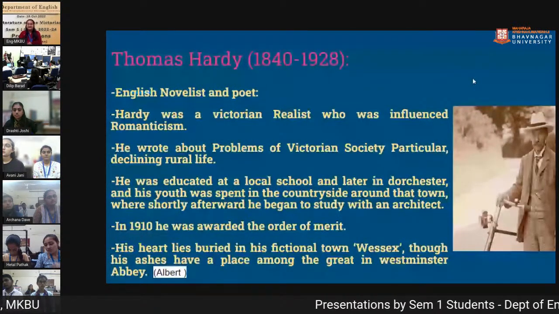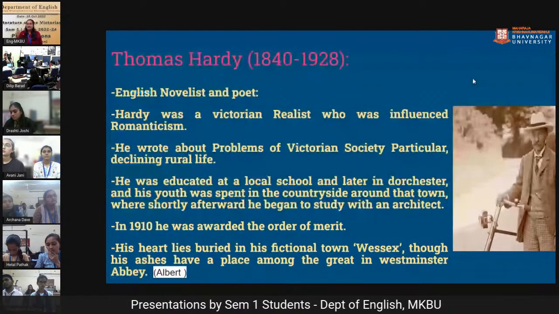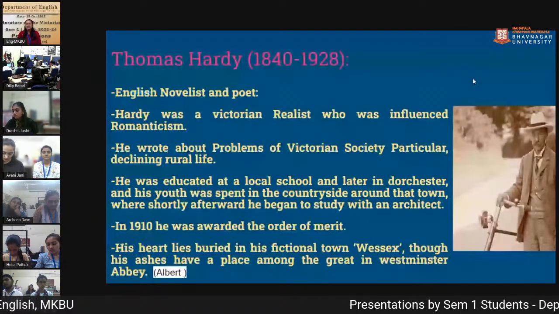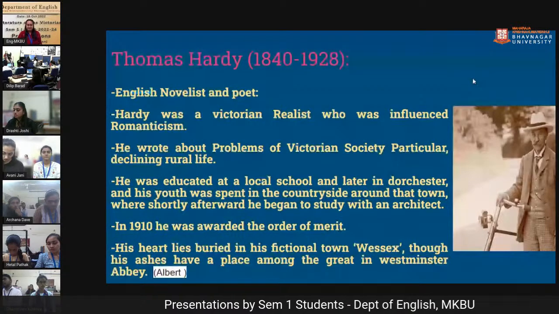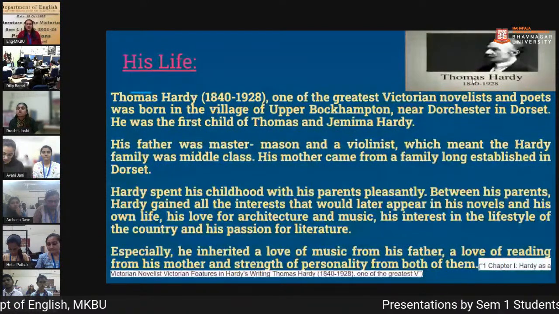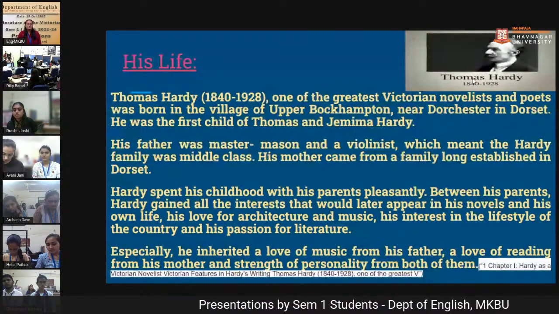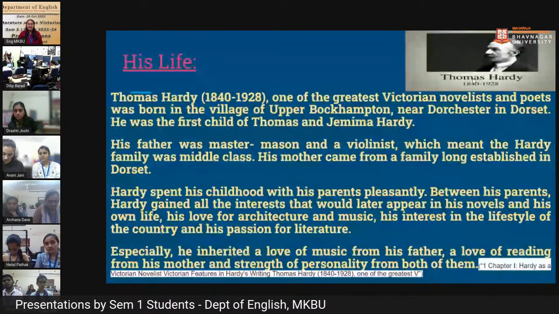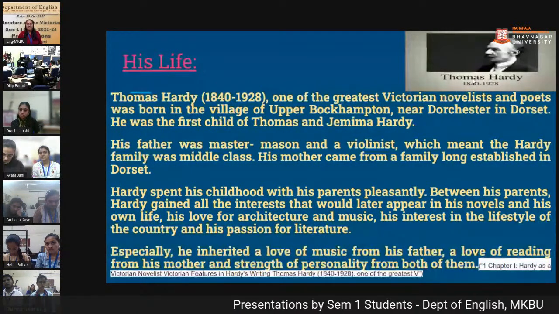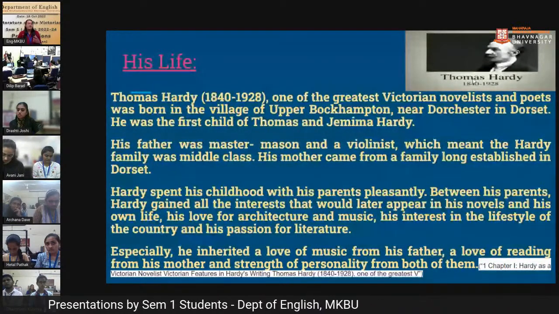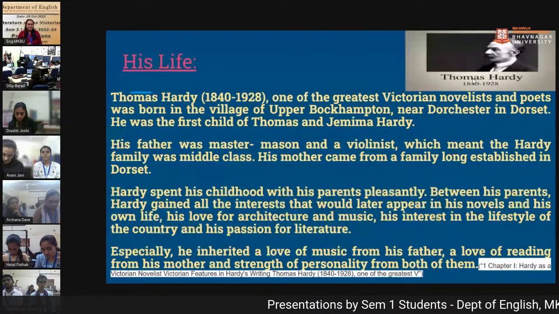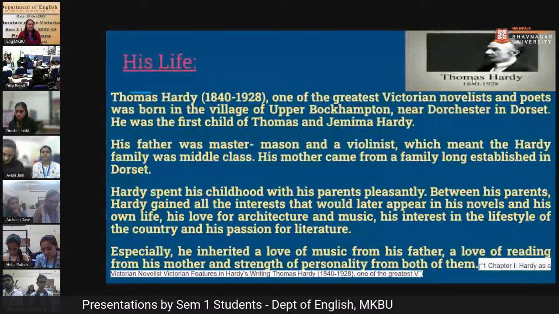We know that many of his novels are set in Wessex, his fictional town, and his ashes are in Westminster Abbey. His life. Thomas Hardy, one of the great Victorian novelists and poets, was born in the village of Upper Bockhampton near Dorchester in Dorset. He was the first child of Thomas and Jemima Hardy. His father was a master mason and a violinist, which means the Hardy family was middle class. His mother came from a family long established in Dorset, and we can see that his works are based on realistic things, and in his works we see middle class things.